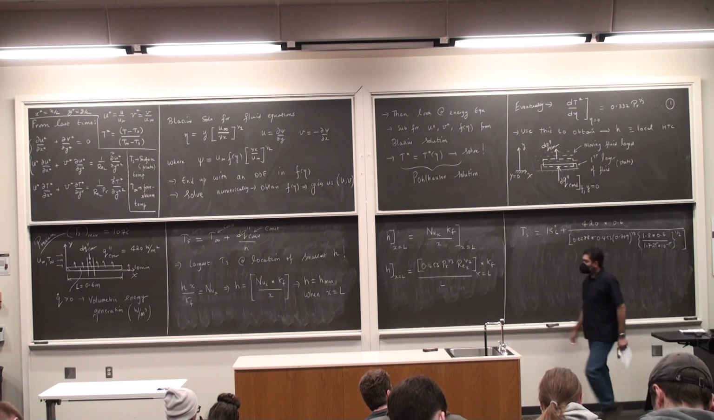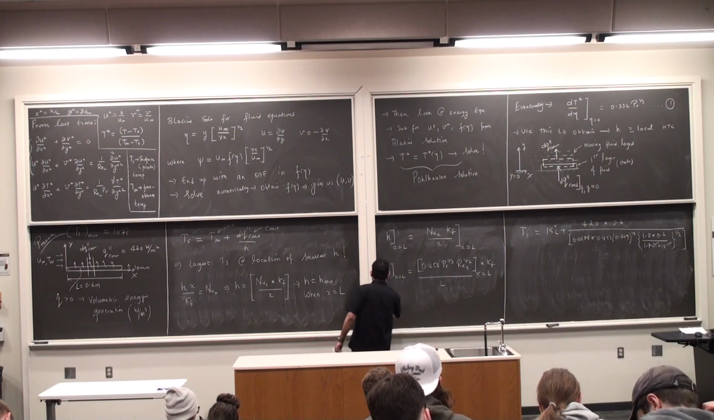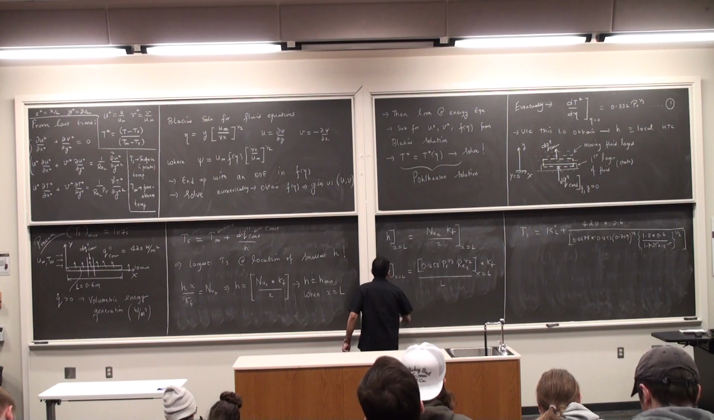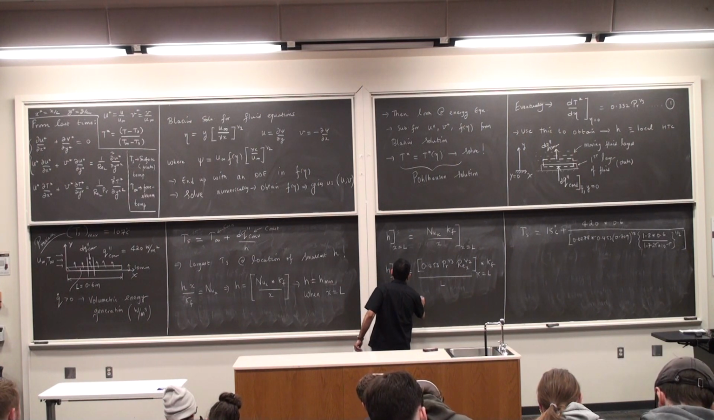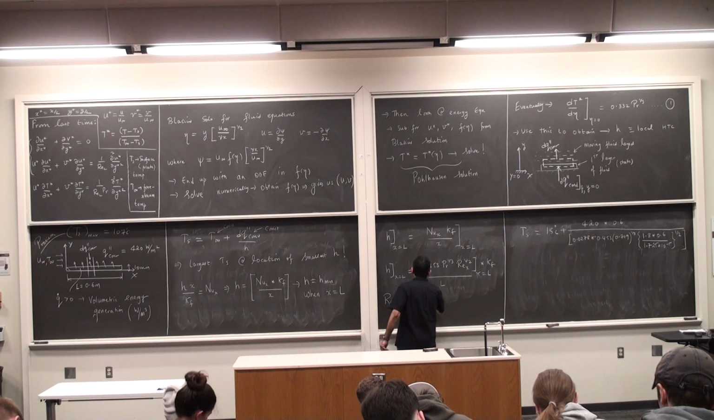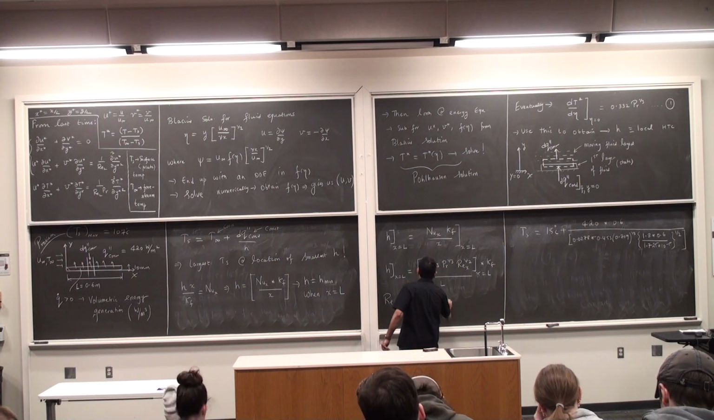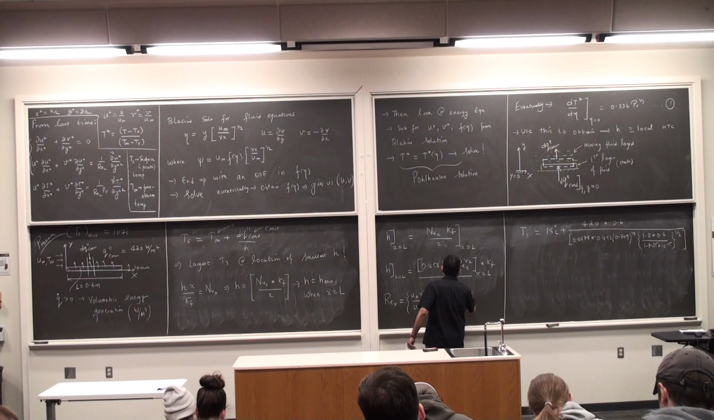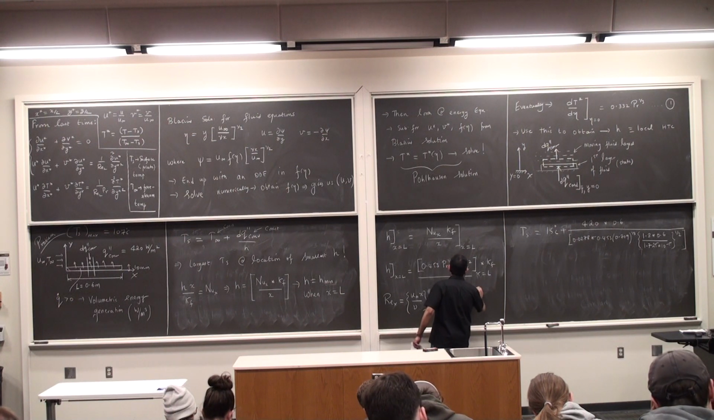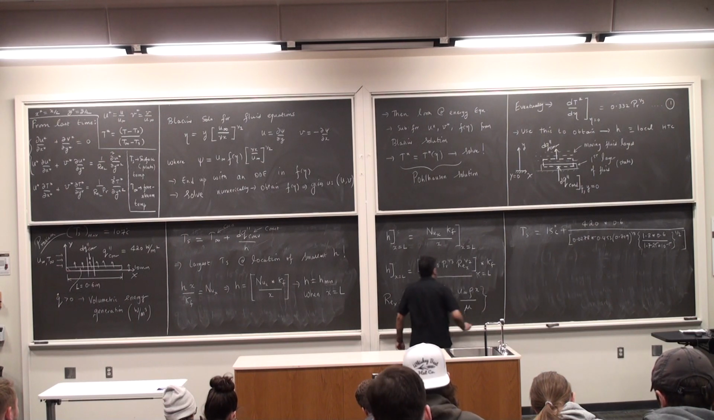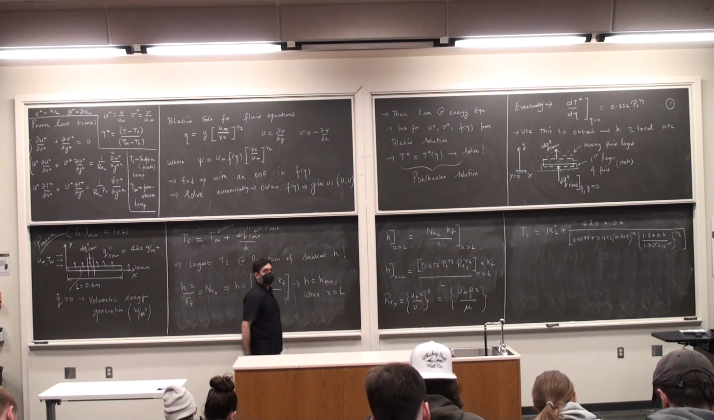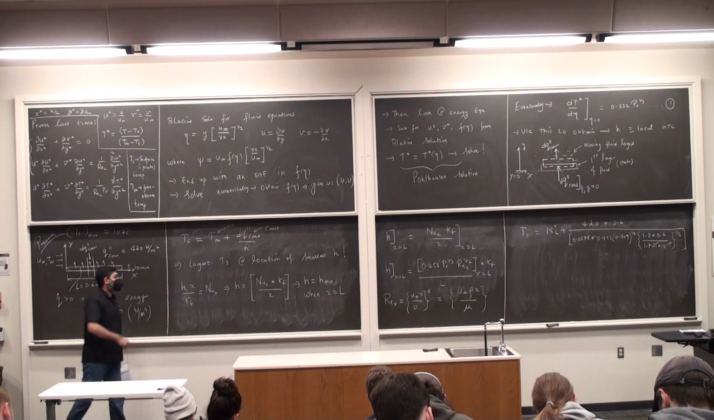And just for completion, ReX is U infinity times x by nu, or this is U infinity rho x by mu. If you're given the dynamic viscosity, use this latter. If you're given the kinematic, use the former.